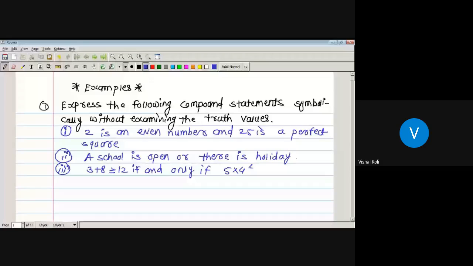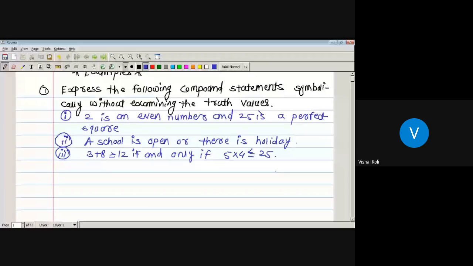So here we have to express the following compound statements. Compound statements are a combination of two or more simple statements. In the first, the corresponding connective is and, so this will be a conjunction. Take p as the first statement, that is, 2 is an even number, and take the second statement as q, that is, 25 is a perfect square.